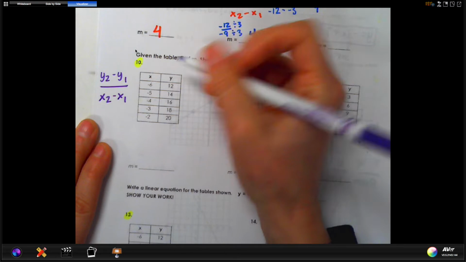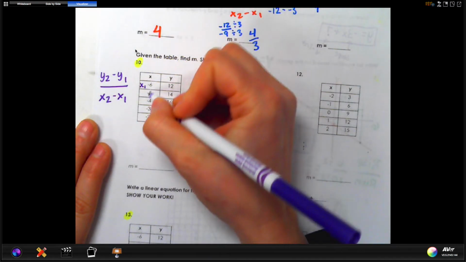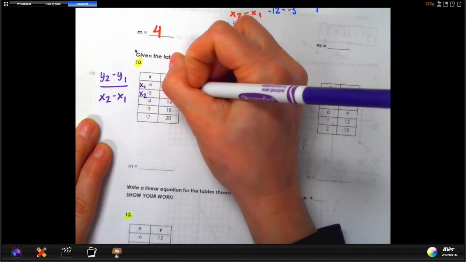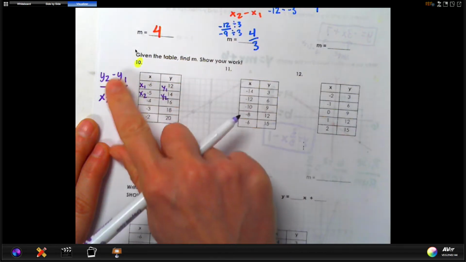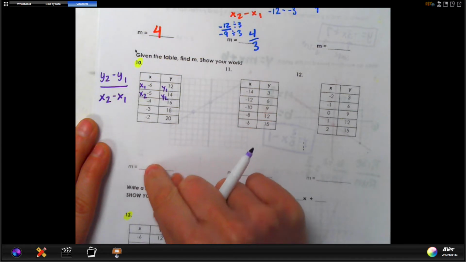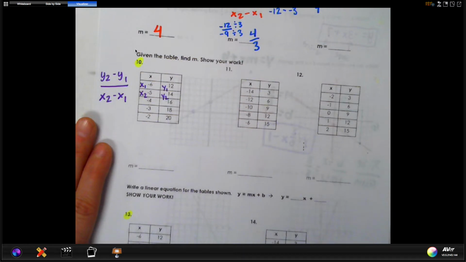So the labels here are going vertically. So this would be x1, this is x2, first x, second x. This is y1 and y2. So put those numbers into that formula, reduce it or divide it, and get your answer here. So I'm going to leave 10, 11, and 12 for you to practice on.